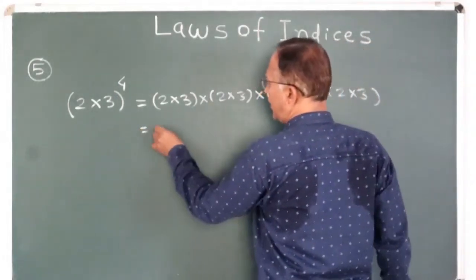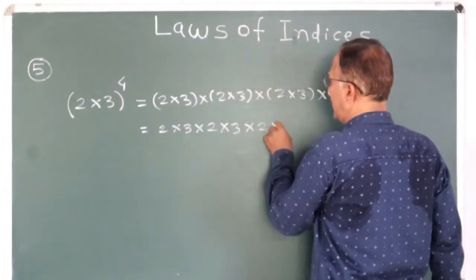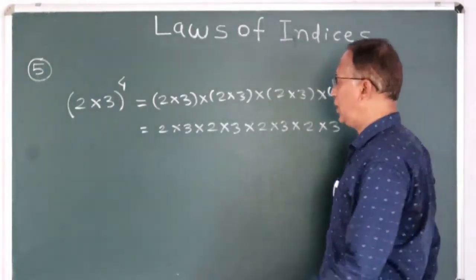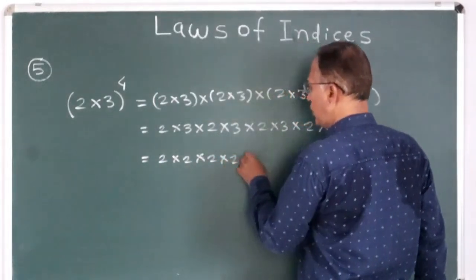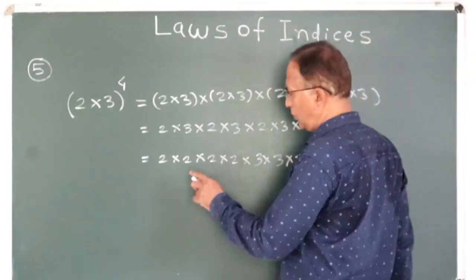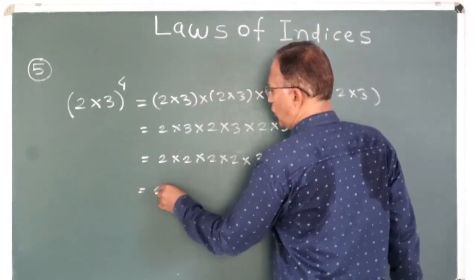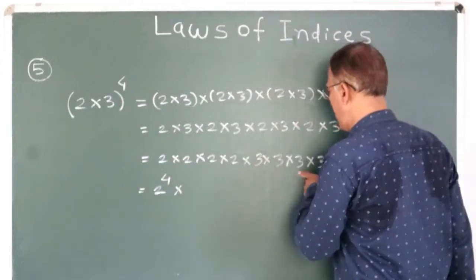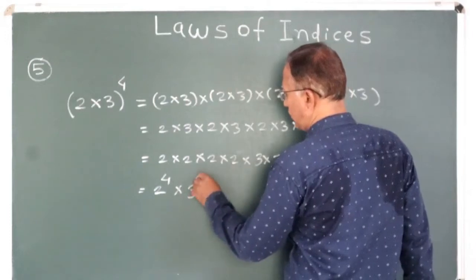Now all the terms are in multiplication, so we can withdraw the bracket. 2×3, 2×3, 2×3, 2×3. Now multiplication is commutative, so we write 2×2×2×2×3×3×3×3. Now 2 is multiplied by itself how many times? 4 times. So we write in index format 2^4 multiplied by 3, here 3 is multiplied by itself how many times? 4 times. Therefore we write 3^4.